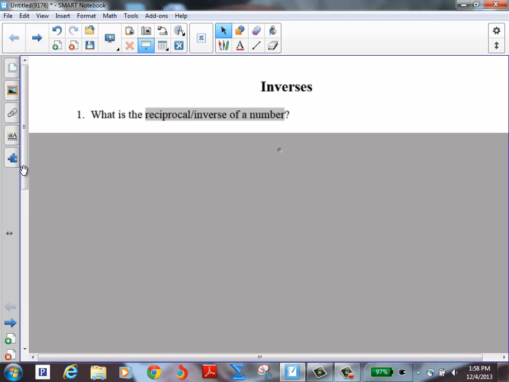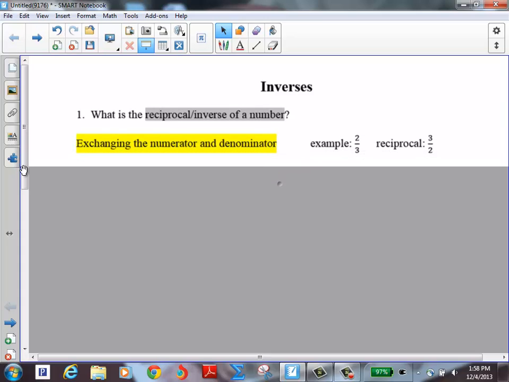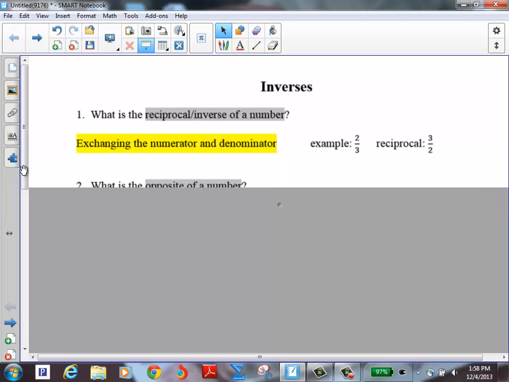First thing we're going to look at is some definitions. What's the reciprocal or inverse of a number? Well, quite simply, it's just when we exchange the numerator and denominator. So in a quick little example there, we've got 2/3. The reciprocal of that is 3/2. That's the reciprocal or inverse of a number.